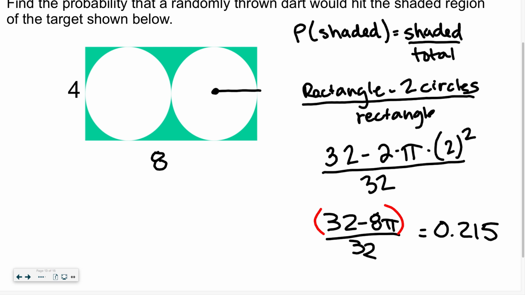Now, the last example just has a table for you. So you're calculating the probability that they like the shampoo. So you just need to do the shampoo over the total outcomes possible.